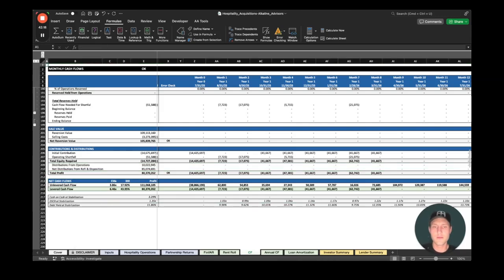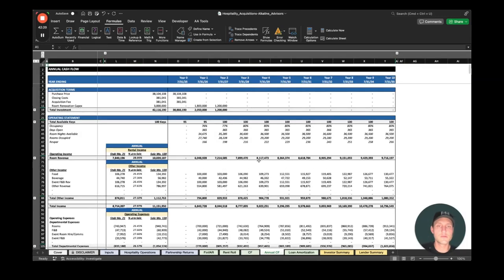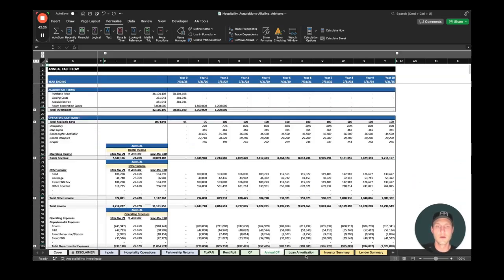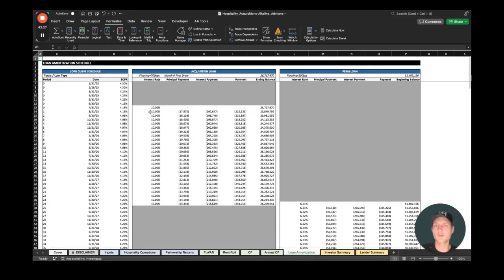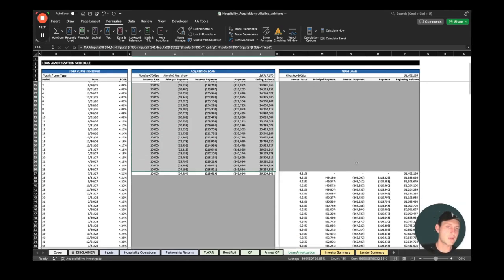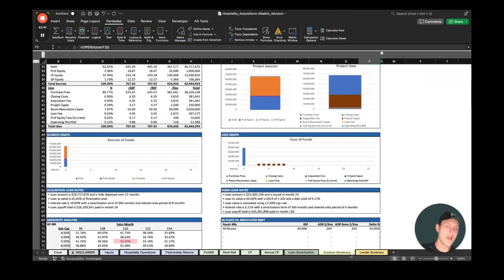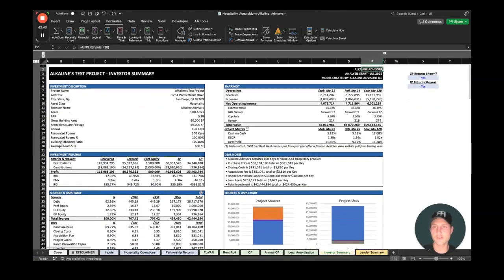Okay. Then we have the same snapshot, but annual cash flow. So this is annualized. We have the loan amortization schedule. So it's amortizing that acquisition loan, and all of this updates automatically, all the gray. And then we're amortizing the perm loan, and it'll tell you floating plus 700, floating plus 200. And then finally we have the investor summary.